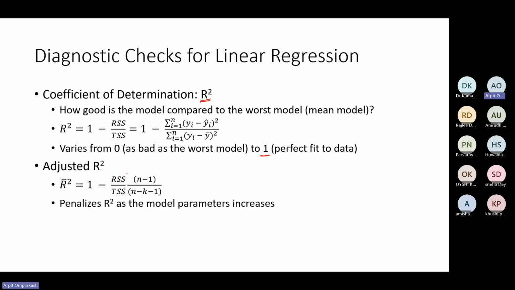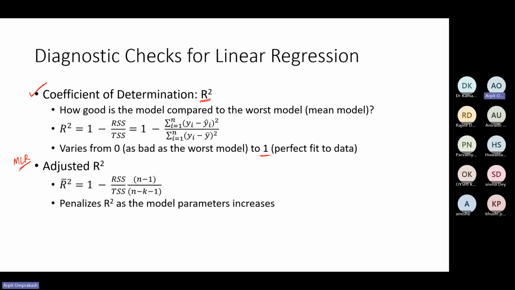Okay. So this is in the case of generally simple linear regression. In the case of multiple linear regression, what we do is use something called adjusted R square. What happens in multiple linear regression is that if you keep adding more variables to the data set, the predictions that you make generally are either the same or better.